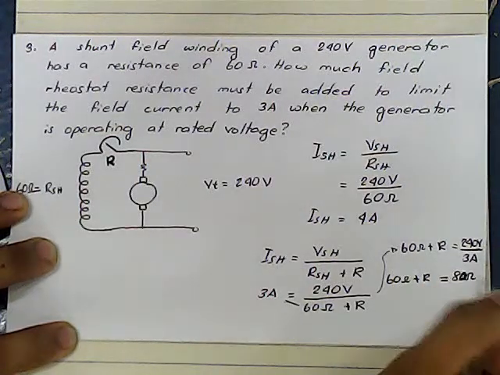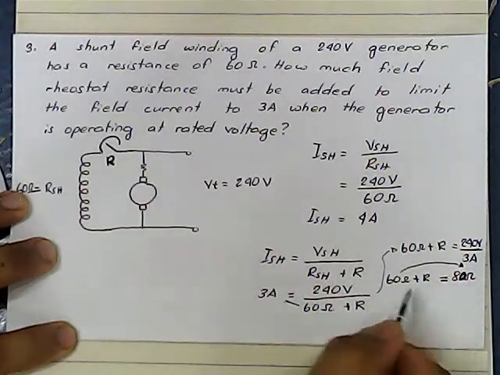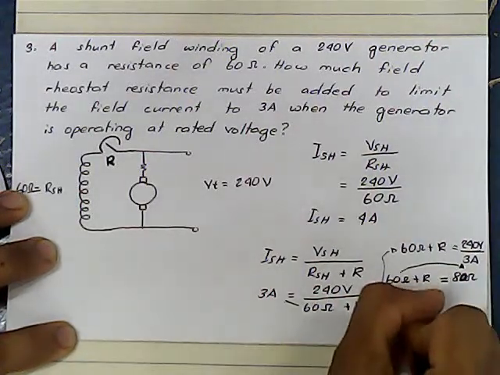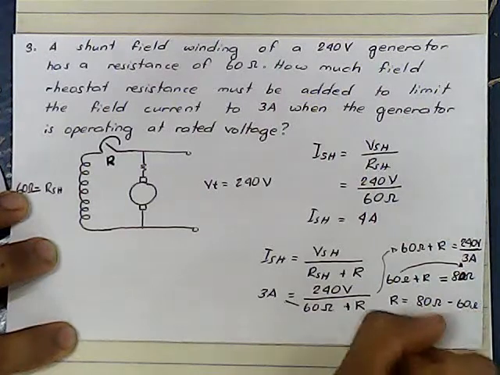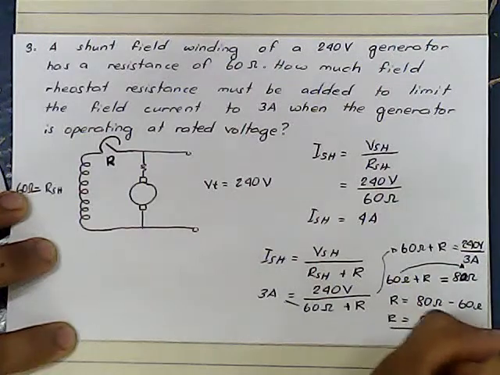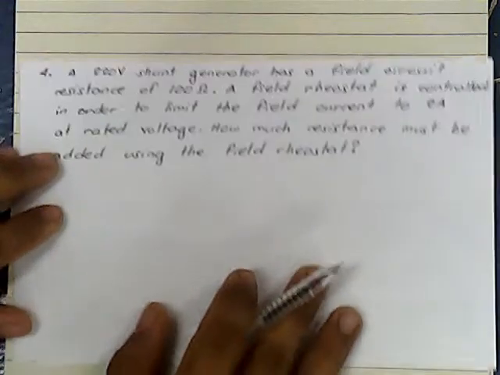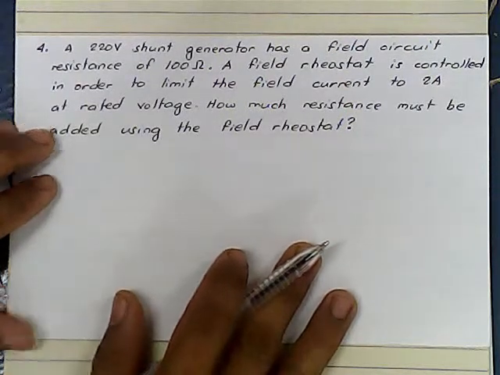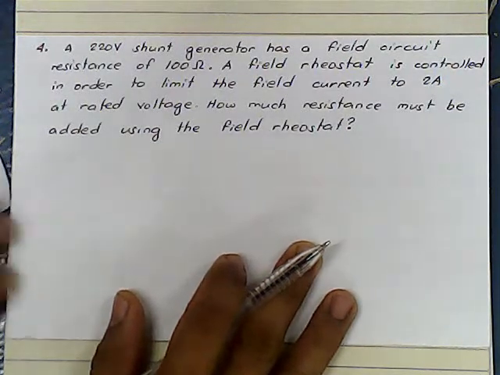Yan, 80 ohms, sorry. Ngayon, ito, transpose lang natin doon sa kabila. Magiging negative siya. That will give us R is equal to 80 ohms minus 60 ohms. Therefore, R is equal to 20 ohms. So, yun po yung sagot natin, 20 ohms. Next, let's proceed to problem number 4. I'm giving you 2 sets of each kind of problems. Sa ganun, mas makabisado natin yung ating subject.